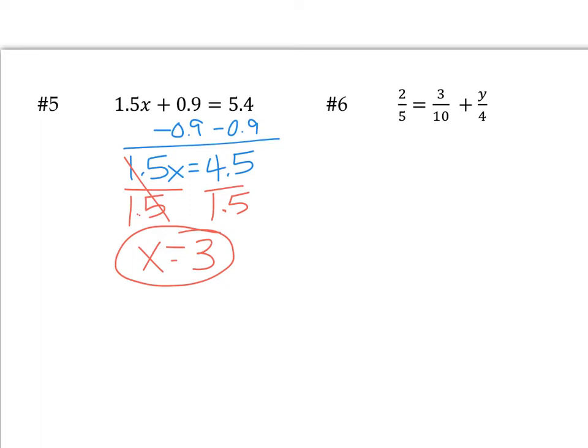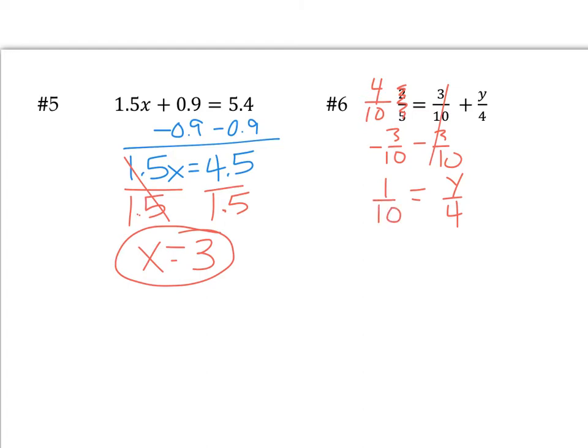In number 6, again, so we have 3/10 plus y over 4. Okay, subtract the 3/10 on both sides. Is that a little harder than subtracting integers and things like that? Sure, but we can still do it. And we have y over 4 on the right side. And on the left side, we have 2/5 minus 3/10. Okay, so we might need to get a common denominator. That's 10 and 4. 2/5 is the same as 4/10. So now we have 4/10 minus 3/10. That's 1/10.